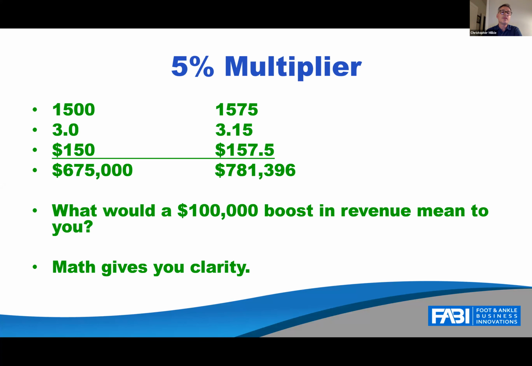So if you multiply those out, it comes out to $675,000 of revenue for the business. And again, we're typically looking at a year here, but you can even do it monthly if you want to. And if we increase each one of those numbers by just 5%, so take 1,500 patients times 5%, and now you have 1,575. And 3 patient visits times 5%, it comes out to 3.15 patient visits.